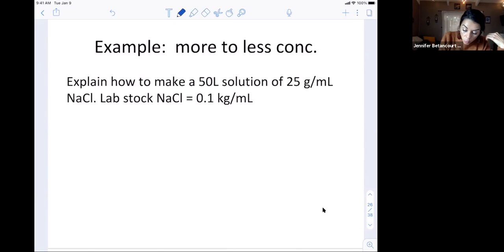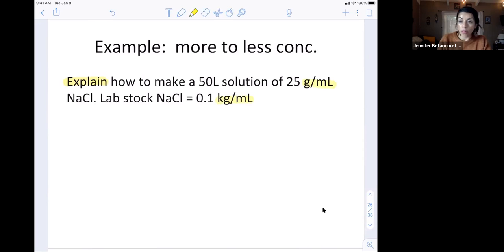And here's the important part: I didn't just say show your work, I said explain. So explain to me, if you had to write a 2-step instruction, how would you make this? I showed a very clear example of how to do that in the video that was to be watched last night. Okay, and I'm going to give you a clue now.